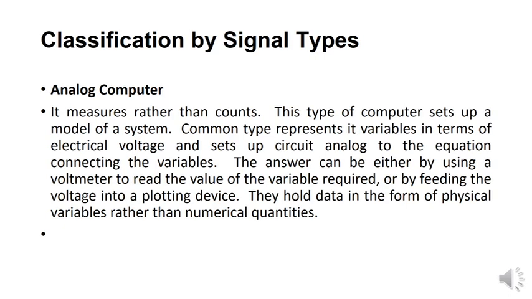So, meaning that an analog computer will only do what? It will only measure. And they have given you an example of a voltmeter, whereby it will read the physical value of the variable required, by feeding the voltage into a plotting device. And they always hold data in the form of physical variables rather than numerical quantities.